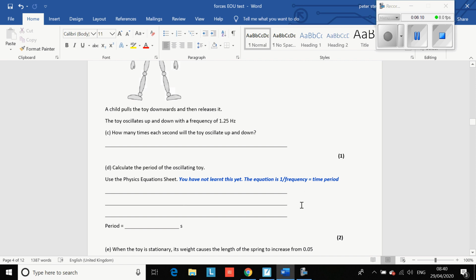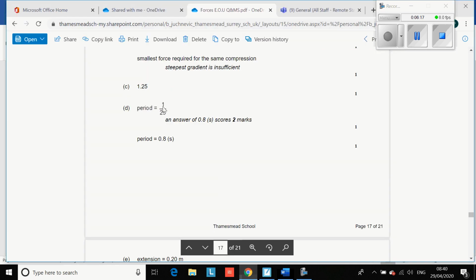So if you do 1 divided by 1.25, you get the time period, which in this case is 0.8 seconds. Now 0.8 seconds scores you your 2 marks. Okay, but if you remember to put in that calculation, you can have the marks as well, even if you didn't get that answer. Okay, so 1 over 1.25 gives you 0.8. Not quite sure where they're getting 25 from.